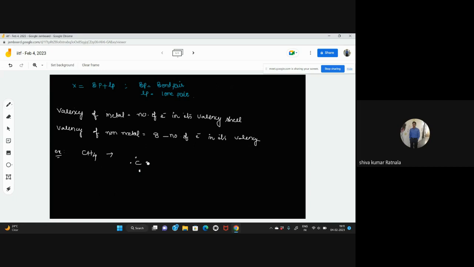Now this electron will go into bond formation with hydrogen. This electron will go into bond formation with hydrogen. This electron again goes into bond formation with hydrogen. So 4 electrons, 4 bonds, isn't it?